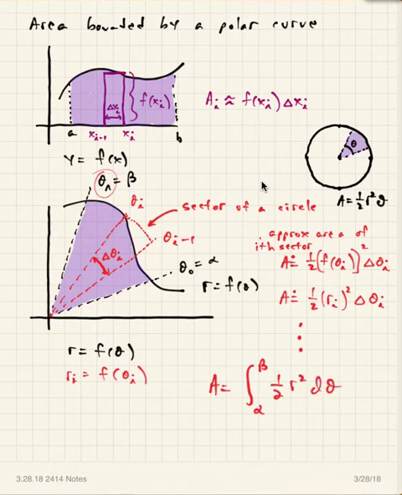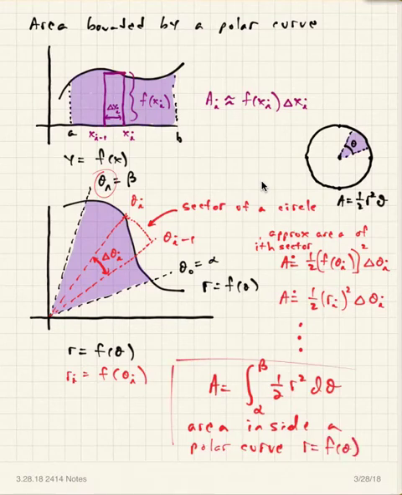It's a very simple form. That form right there gives us the area inside a polar curve where you've got r to be some function of theta. So it ends up being a really nice form.